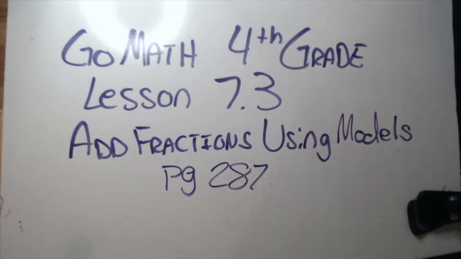Welcome back, everyone. It's another Go Math lesson. This is in the 4th grade Go Math book, lesson 7.3. We are adding fractions using models today, and we're on page 287 in our Go Math book. So that's the information for today's lesson. Let's go ahead and dive right on in.